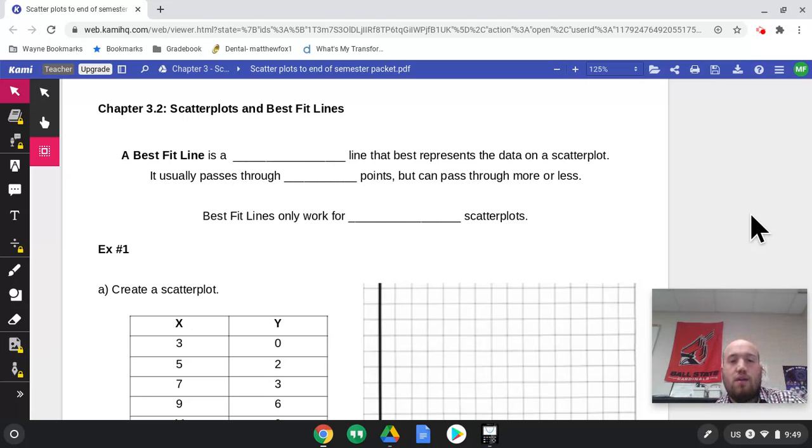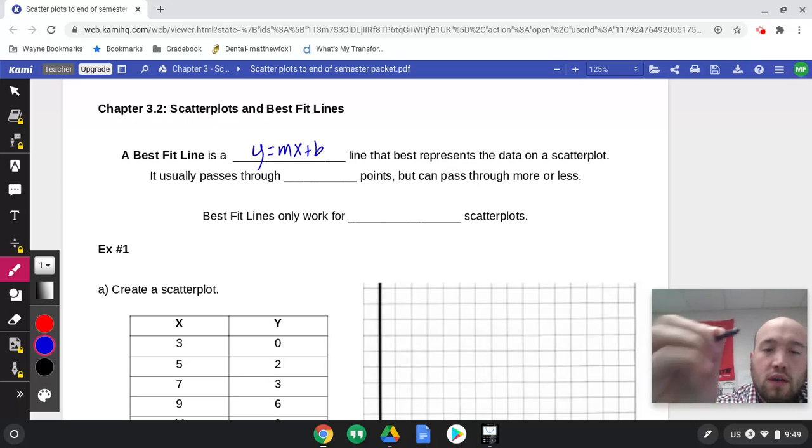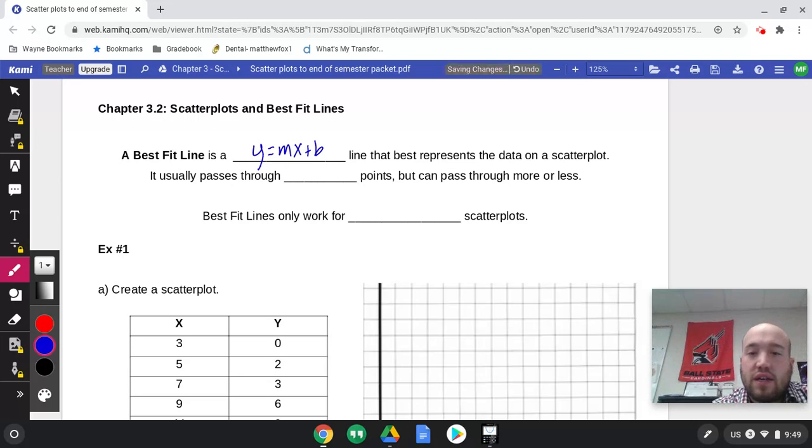So today, to start off, a best fit line is a line that is y equals mx plus b, so slope-intercept form. And this line best represents the data on a scatter plot. It's usually going to pass through 2 points, can pass through more or less depending on the situation. These best fit lines will only work in the case when we have a linear scatter plot.